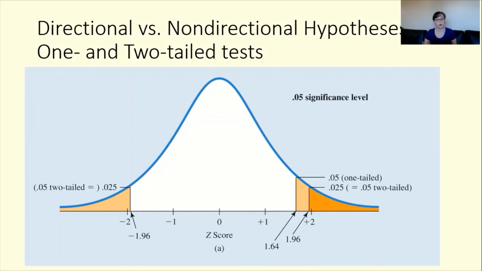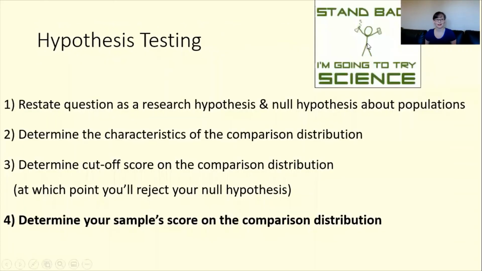And so this is an important part of our step 3: we're going to use that information about whether we have a directional or non-directional hypothesis to figure out what percent we're using for our significance level, and then look up the corresponding percent in our z-table. The next step is going to be to determine the sample score on our comparison distribution.